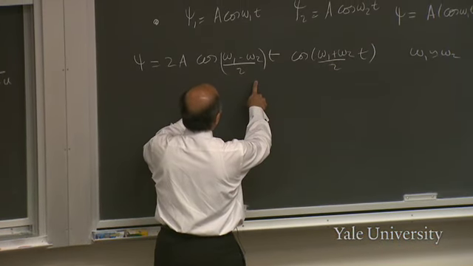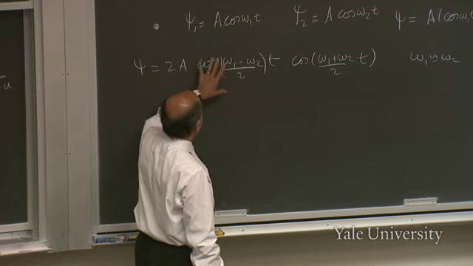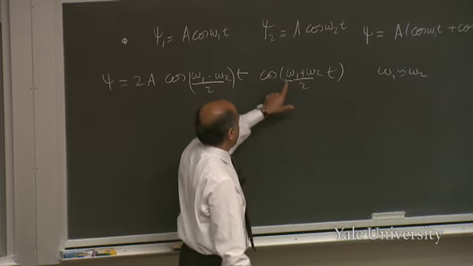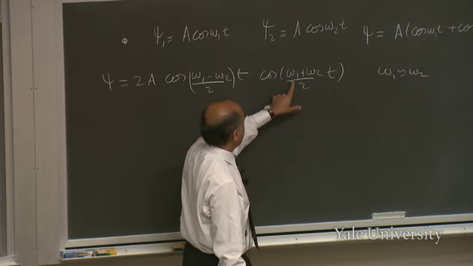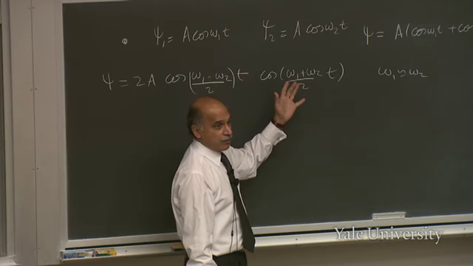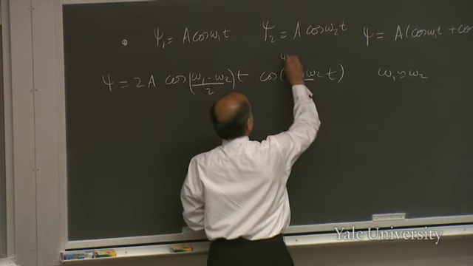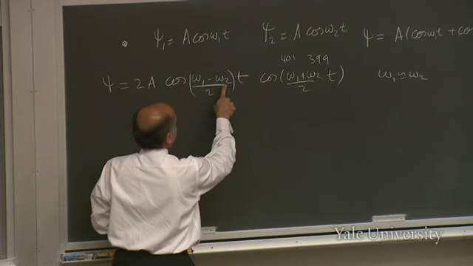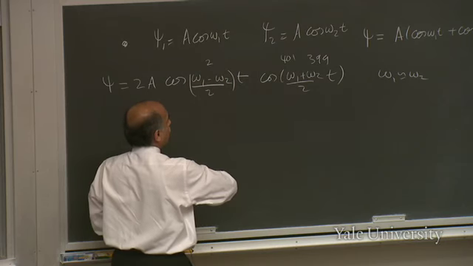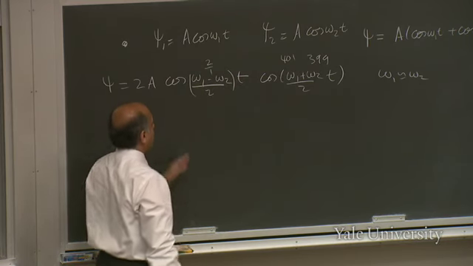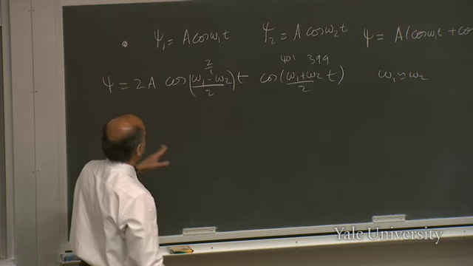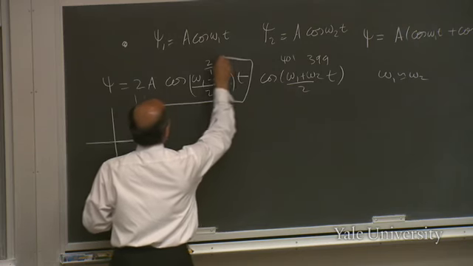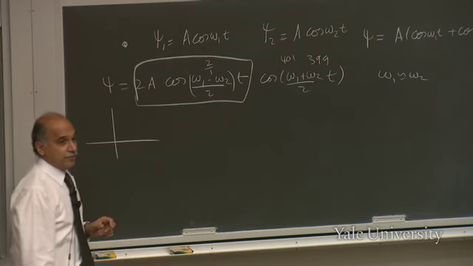If omega 1 minus omega 2 is a very small number, this cosine here is changing very, very slowly. This cosine is oscillating at roughly the average of the two frequencies. So if one was 401 and one was 399, this is oscillating at 400, but here omega 1 minus omega 2 is 2, divided by 2 is 1, so it's oscillating much slower. So what will you get if you plot this? Think of the whole thing as an amplitude that's slowly varying with time.